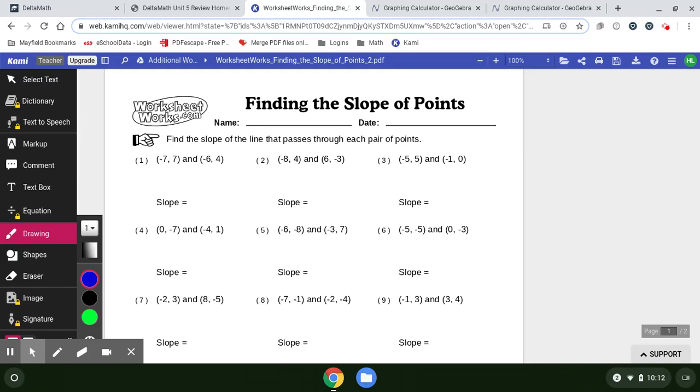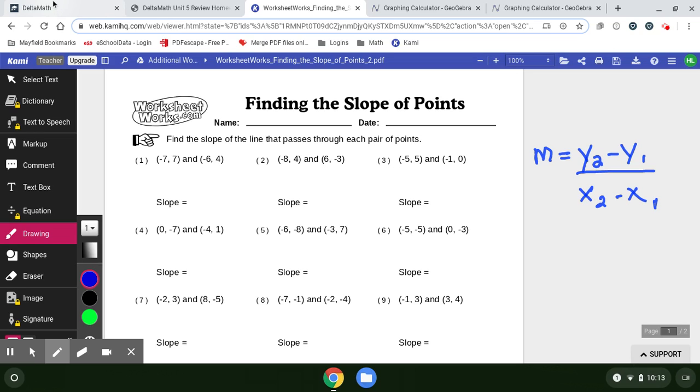Okay, now we're going to review finding the slope from points. A lot of you had expressed that you were having problems with this, so I'm going to do a few extra examples. You really need the formula, which is m, or slope, equal to y2 minus y1 over x2 minus x1. But I'm also going to show you how this actually works, or why this formula works.